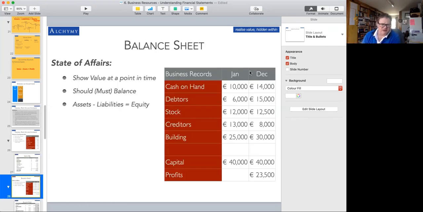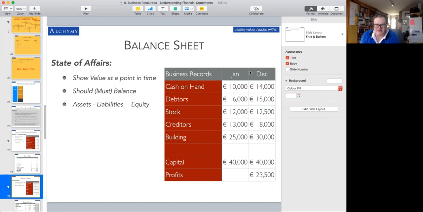Okay? The balance sheet is the statement of affairs. The statement of affairs shows us what the business looks like at a particular point in time, normally at the end of the period that we do the profit and loss account. So the profit and loss account is for the year end at this date, and the balance sheet is a statement of affairs at that point in time. So it shows the value at that point in time. It has to balance. If it doesn't balance, we've got a problem in our system. We've got an error somewhere, or multiple errors. And ultimately, assets minus liabilities has to equal equity. Equity is what the business owes to the owners.